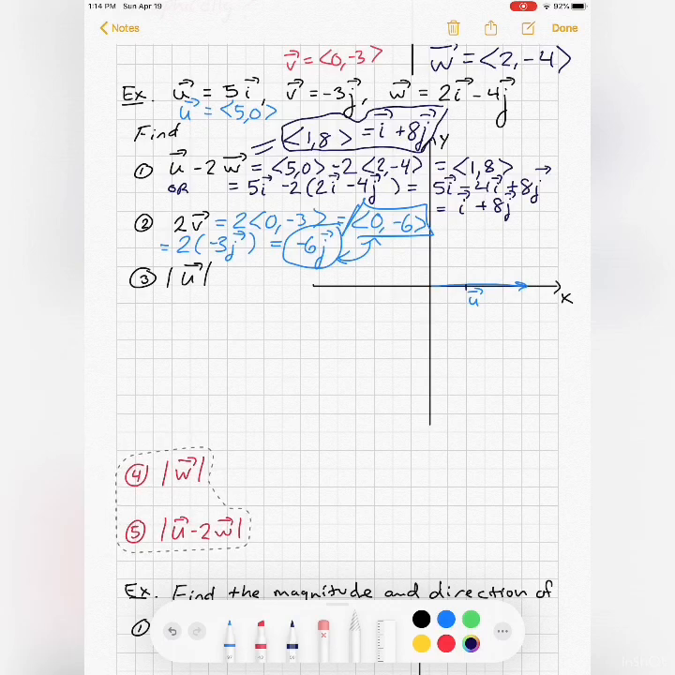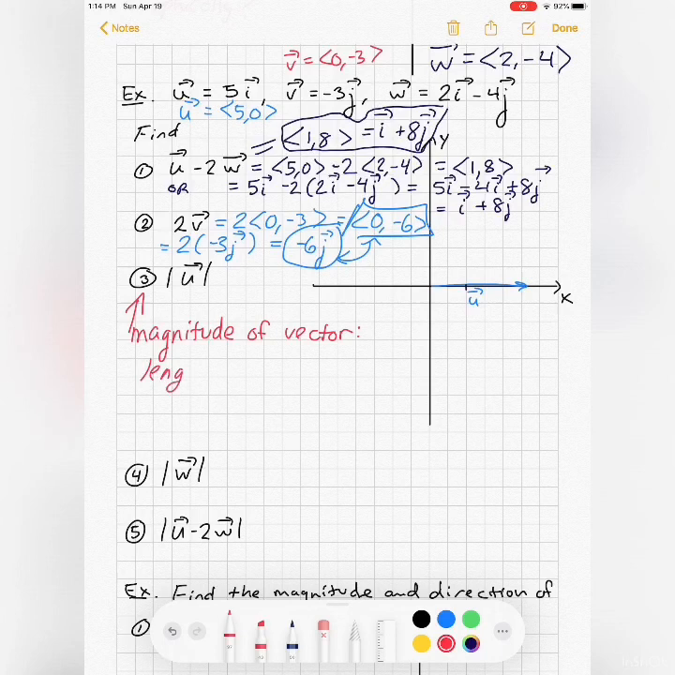So this guy, we call this the magnitude. So in terms of a vector, if we're measuring the distance from the initial point to the terminal point, well, that would mean when we're finding the magnitude of a vector, we're finding the length of that vector, right? So the question here is, can you find the length of the vector u? So this is an easy one, right?